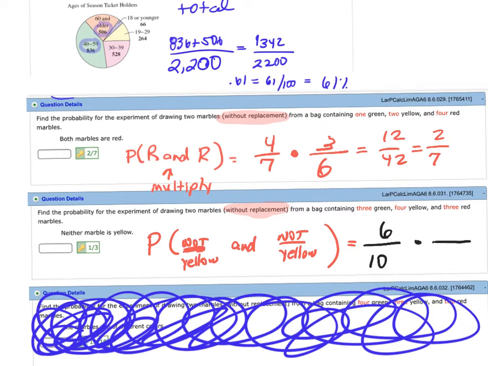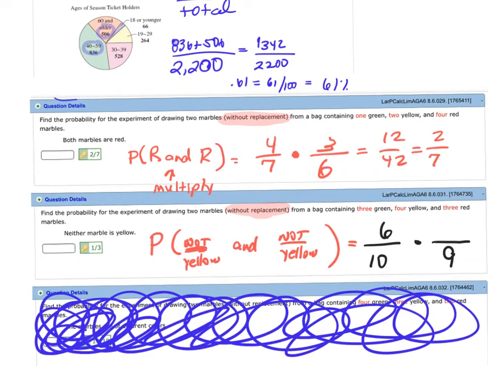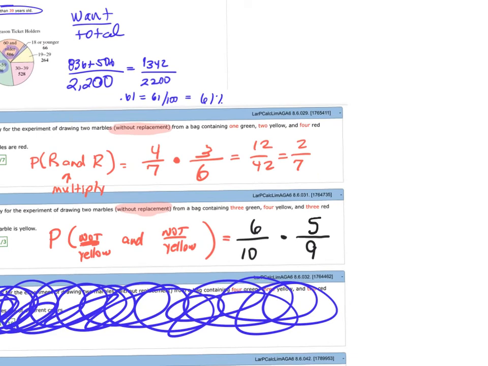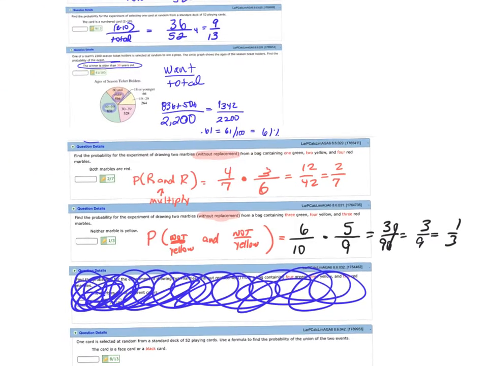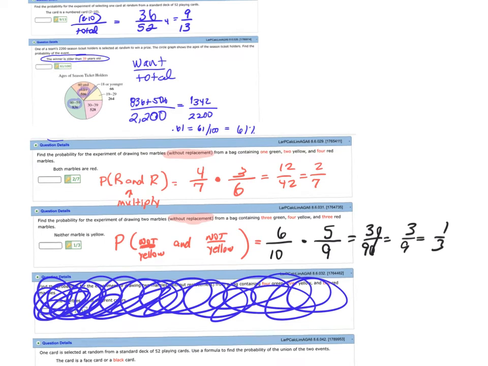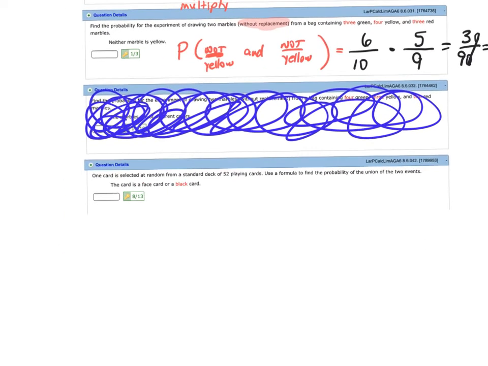And I reach in again. So how many are left in the bag? 9. And how many of them are not yellow? 5. So 30 out of 90, which gave me the 1/3. Questions? No. We okay? All right, here is a question that I think is so unbelievably important that you guys have your deck of cards.